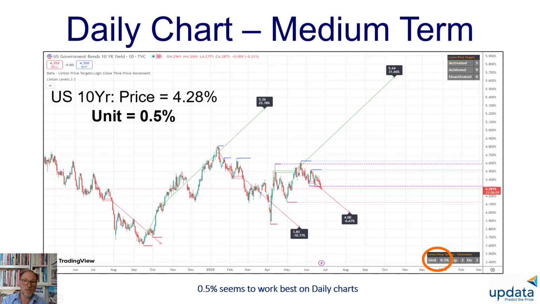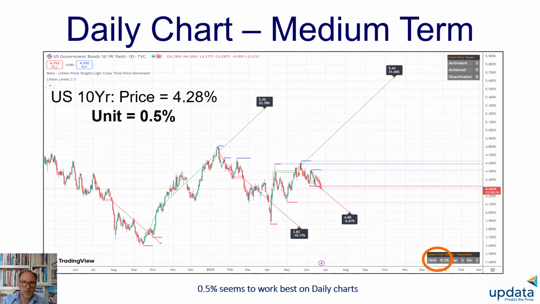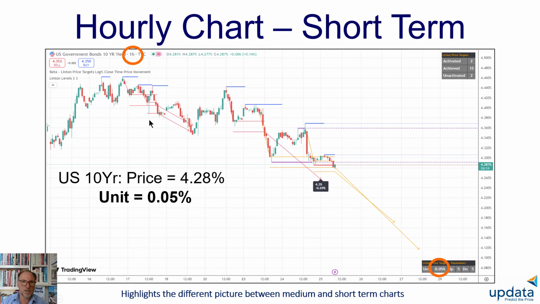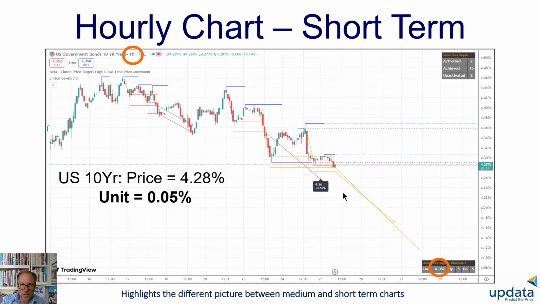That's a medium-term view, and what it says is there's uncertainty about yields. We've got downside targets and upside targets. When I go from that chart to an hourly chart, it changes. In this case, I'm using 0.05, and it now is giving me downside targets only. So it's telling me that in the medium term, it's uncertain. In the shorter term, I have got downside targets.